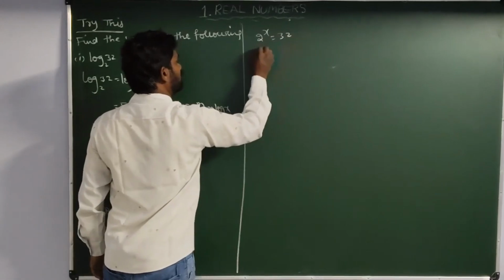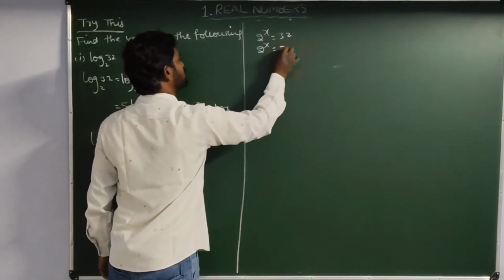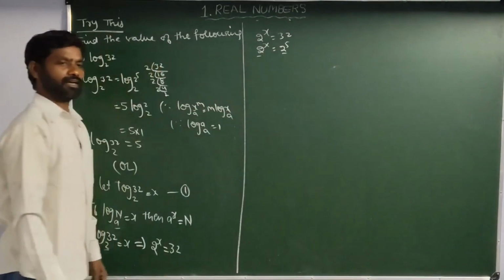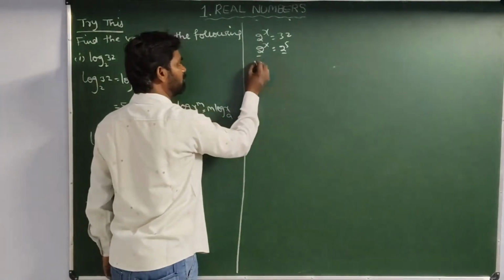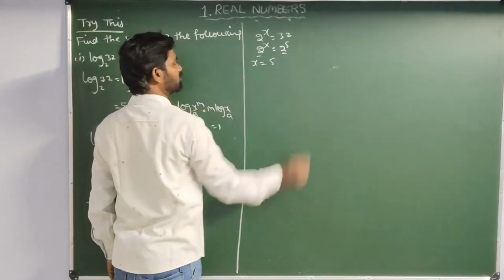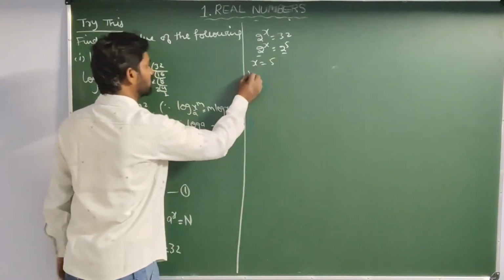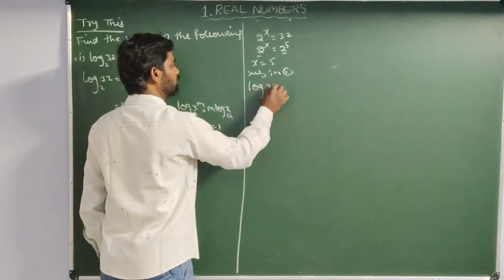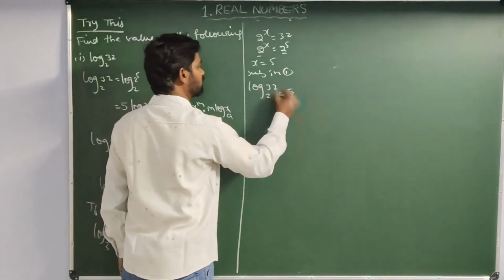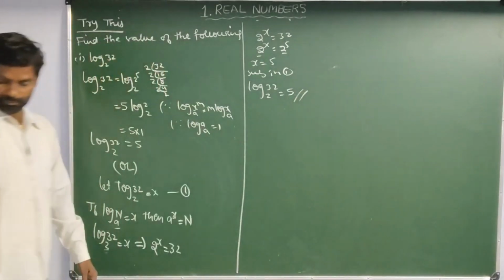As we know, 32 we can write as 2 power 5. When the bases are equal, we have to equalize their powers. Therefore, we can write x is equal to 5. Now substitute in 1. Substitute in 1, what do we get? Log 32 base 2 is equal to x. X is nothing but 5. So this is your answer.